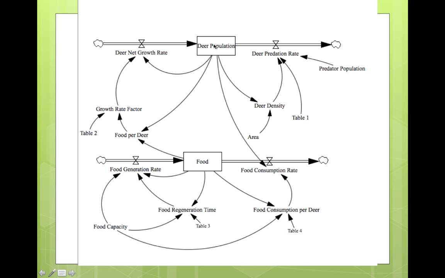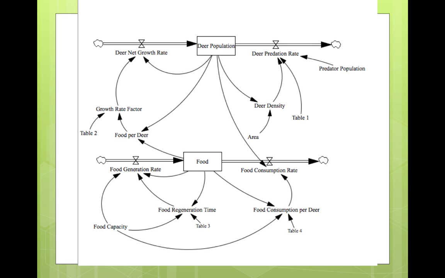So deer is the population, food is the resource. The food gets consumed by the deer, so there's a feedback loop there, and food has a natural ability to regenerate, and that food generation actually drives deer growth. So that's another feedback that's there. Okay, so we're going to be looking at this model and their parameters and some specific results later in the video.